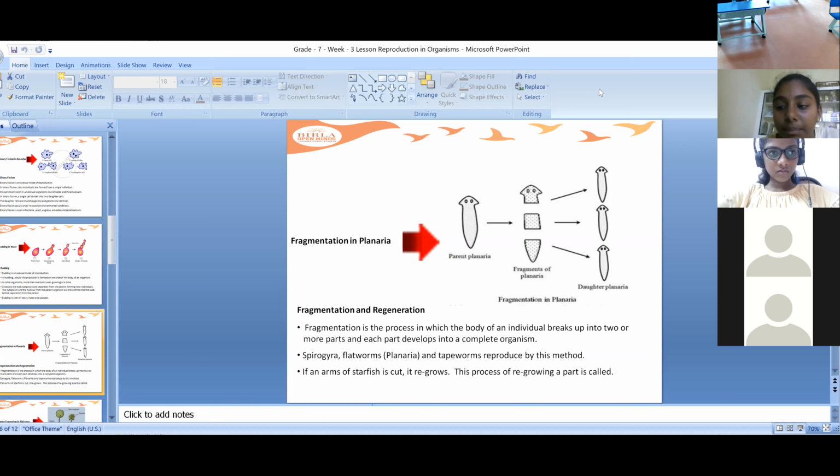So is this clear now? Examples are also given, like the arms of starfish. If the arms of a starfish are cut, it can regrow its parts, and even in the case of a lizard's tail. This can be seen in Spirogyra, flatworms, and tapeworms. Planaria in the sense of flatworms, yes?